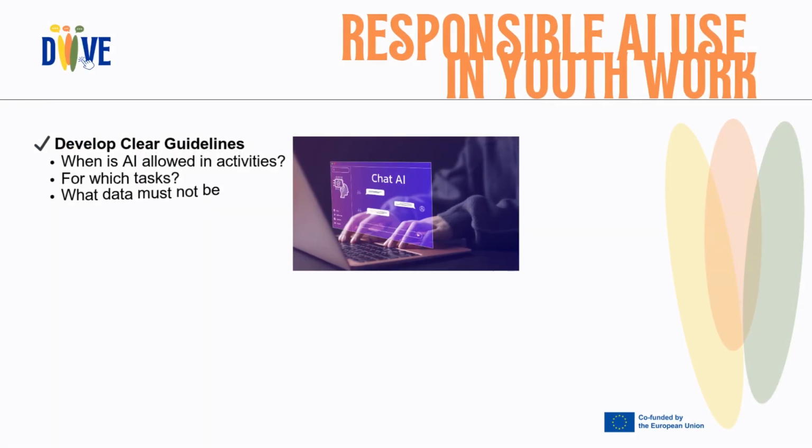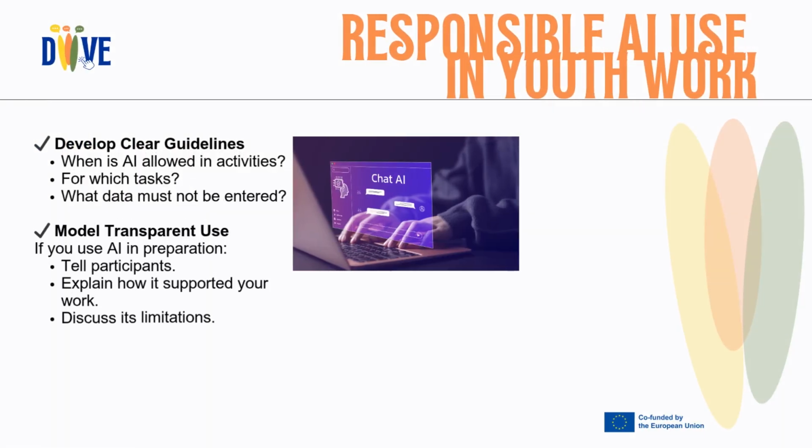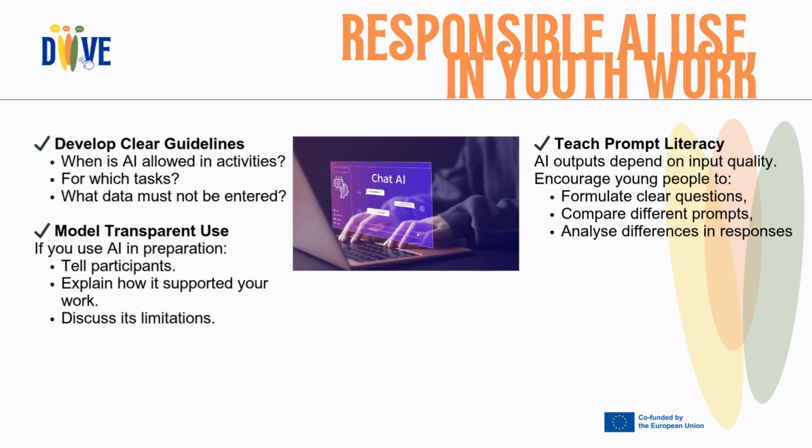To use AI in digital media responsibly, youth workers can focus on the following. Develop clear guidelines. When is AI allowed in activities? For which tasks? What data must not be entered? Model transparent use. If you use AI in preparation, tell participants. Explain how it supported your work. Discuss its limitations.